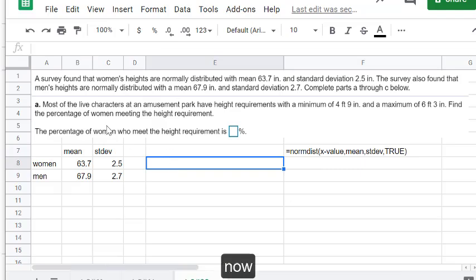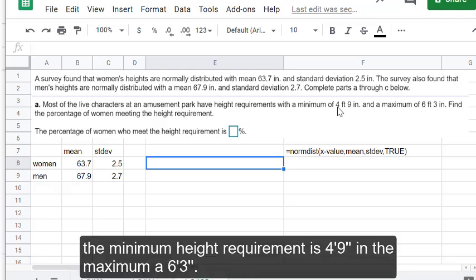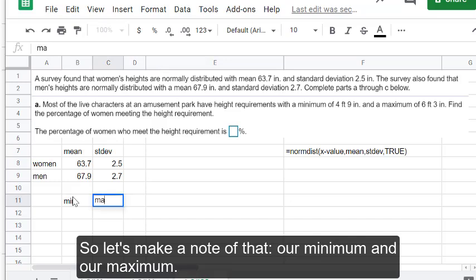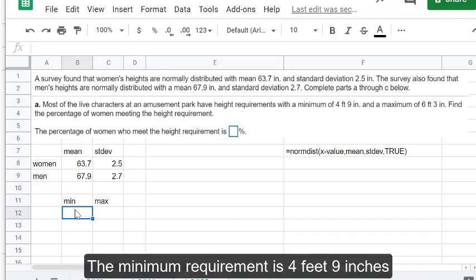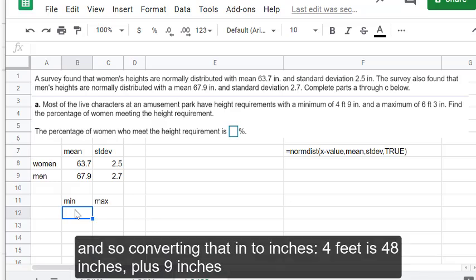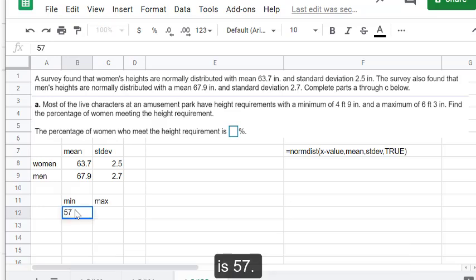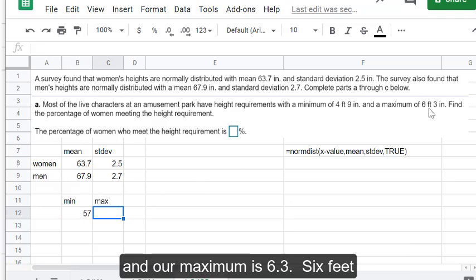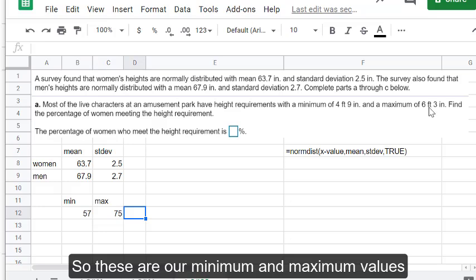Now the question is asking us to find the minimum height requirement is 4.9 and the maximum is 6.3. So let's make a note of that, our minimum and our maximum. The minimum requirement is 4 feet 9 inches, and so converting that into inches, 4 feet is 48 inches plus 9 inches is 57, and our maximum is 6.3. 6 feet is 72 inches plus 3 makes 75. So these are our minimum and maximum values.